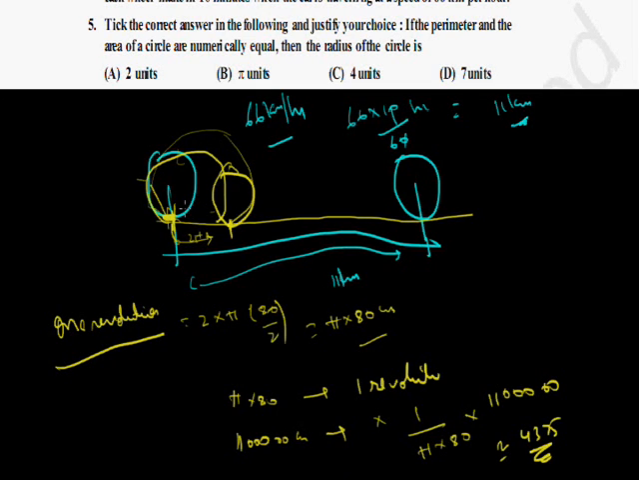It takes 4375 revolutions. Now the last problem. Take the correct answer in the following and justify your choice. If the perimeter and the area of a circle are numerically equal, then the radius of the circle is.